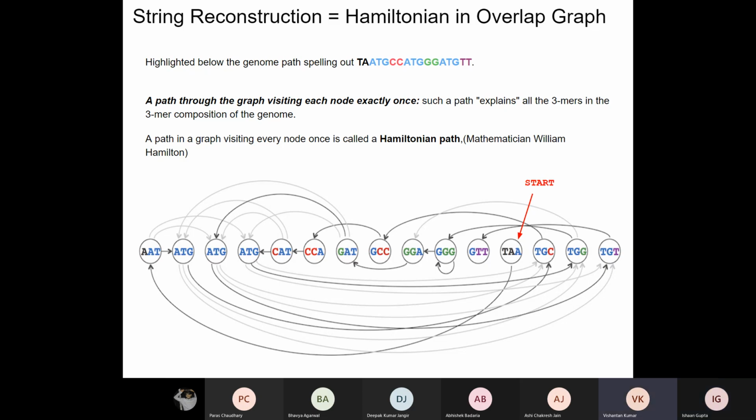Sir, it does not have any incoming arrow. Exactly, it does not have any incoming arrow. That essentially means that it is going to be the first k-mer that is generated, because it does not have any prefix.